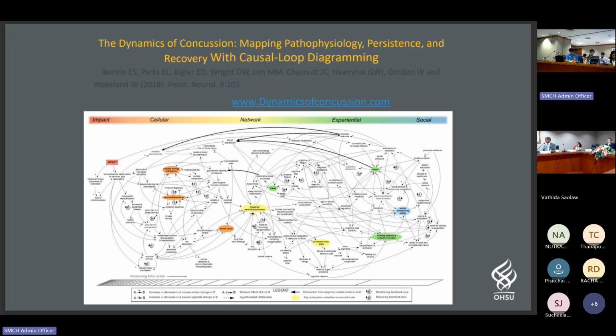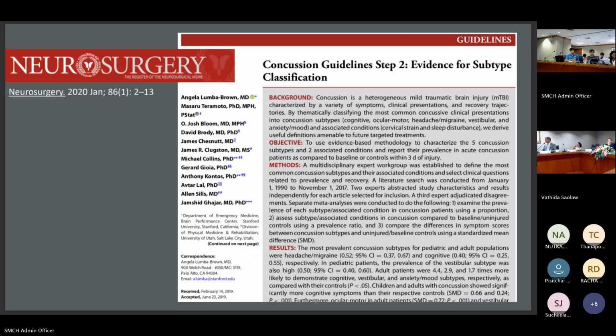This is another project we worked on, looking at injury on the far left and how it may impact recovery on the far right. Again, this is the cellular, network, experiential and social levels. We narrowed this down to some subtypes based on this work, hoping that we could make some impact somewhere along the way in these causal loop diagrams. I think if we plugged in different research in these areas, and this is something you can look at online if you like, under dynamicsofconcussion.com.